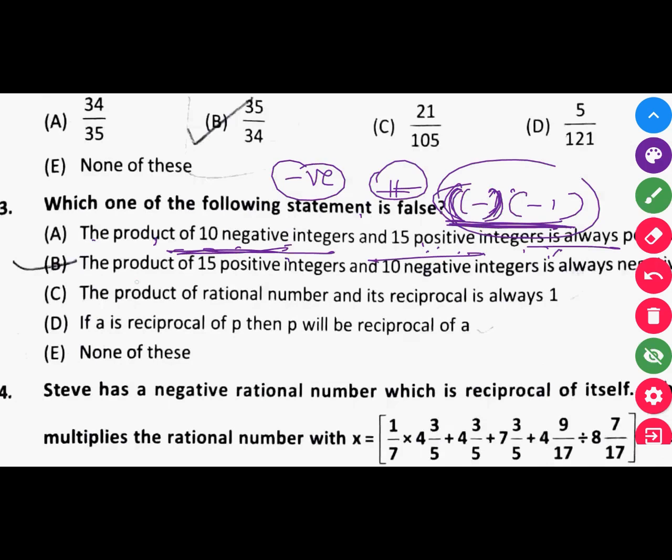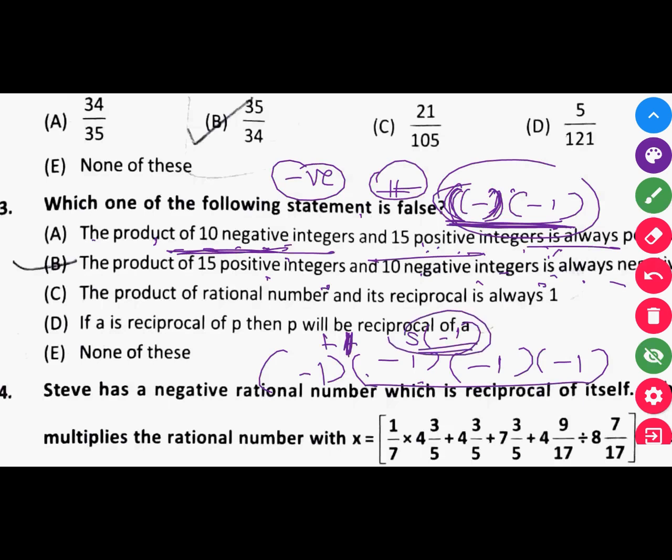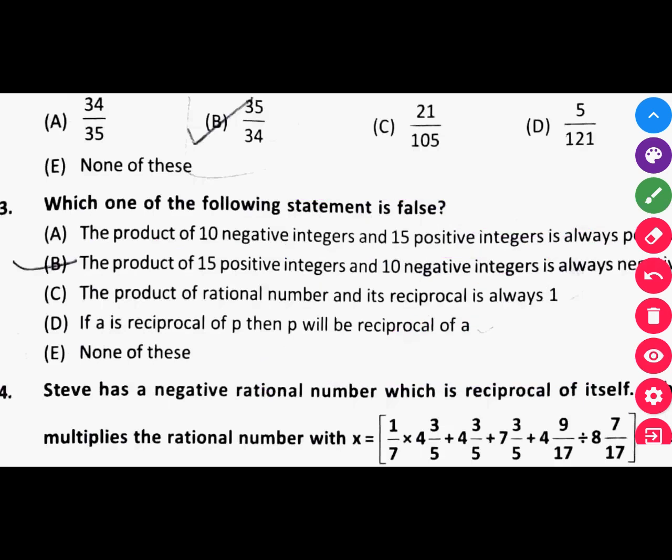Okay. The product of 15 positive integers and 10 negative integers is always negative, so this is not possible. We already mentioned that 10 negative integers, when we multiply with each other, say supposing the integer is 1, okay, so the answer is plus 1, because there are 5 pairs of negative numbers, and when two negative numbers are multiplied with each other, the product is always positive. So the second statement is false. Then don't move to the next statement, because there is no such option like all of these. So move ahead to the next question.